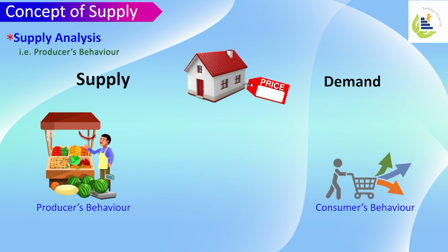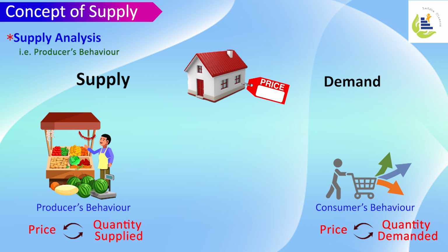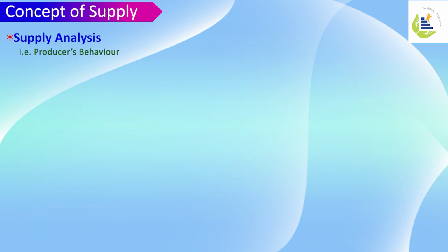In the case of demand, it's a relationship between the quantity demanded and the price, while in the case of supply, it's a relationship between the quantity supplied and the price. So it's a similar way of looking at things. Just as it is very important to study demand to understand price, it is equally important to do supply analysis, or in simple terms, study producer's behavior, to understand the price of a commodity. So, let us study supply analysis, or producer's behavior, in greater detail.